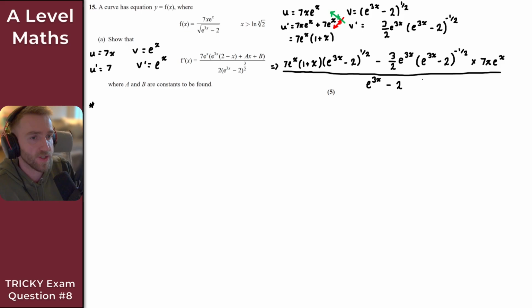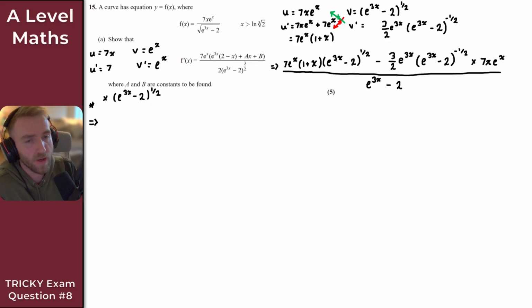This e to the 3x minus 2 to the power of minus 1 over 2. That's pretty grim. I don't want that here within my expression. So what we'll do here, I'll make a note as well. We times then by e to the 3x minus 2 to the power of 1 over 2. So if I do that here, what do we get then?